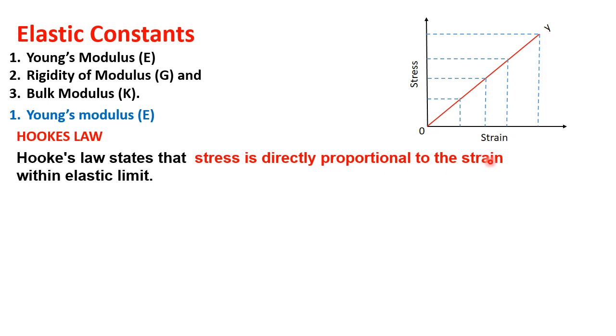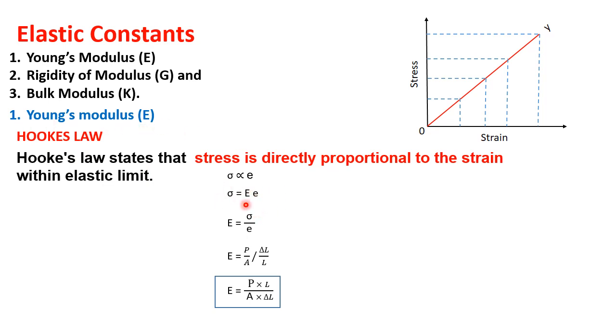Here again we increase the stress, and the strain will also increase. But it should be within the elastic limit. This elastic limit I have already explained in my previous video, so you can go and check it out. Hooke's law states that stress is directly proportional to the strain, and to remove this proportionality sign, we have to introduce one constant term, that is capital E. Capital E is nothing but the Young's modulus.